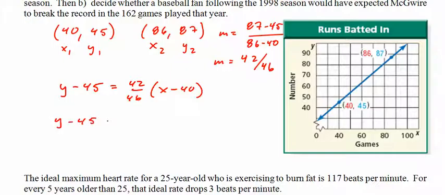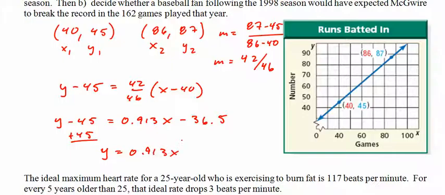Y minus 45 equals, yeah, I'll go with the decimal on that one. 0.913. Why 3 decimals? Why not? I'd like to leave my slope in bigger decimals in this one. Times x minus 40, which gives 36.5. Add 45 to both sides. We get y equals 0.913x plus 81.5. No, that's not correct.